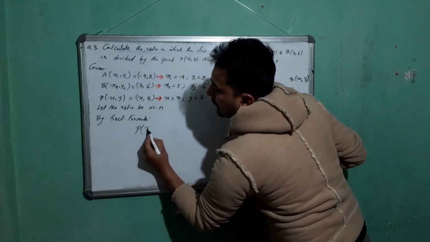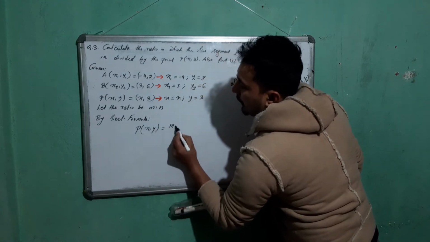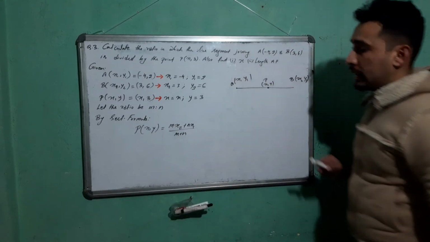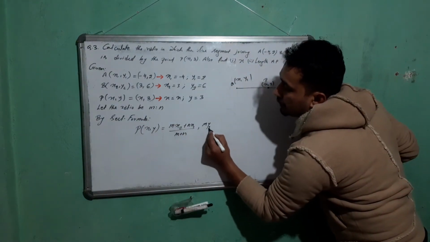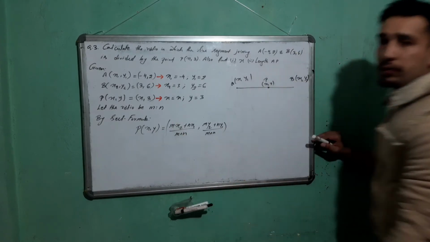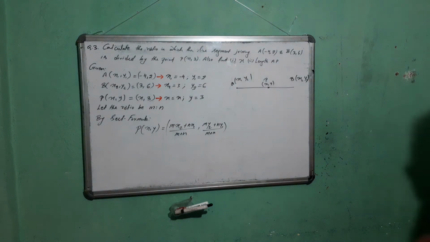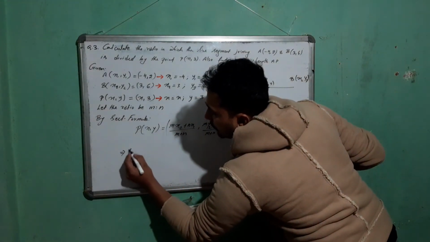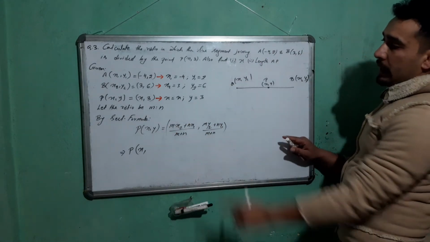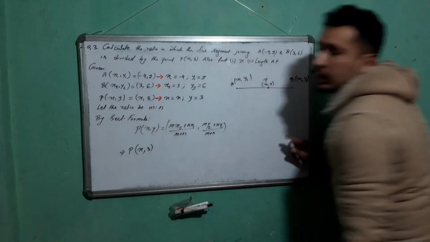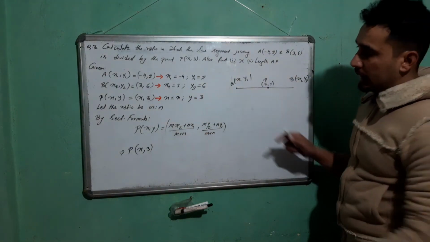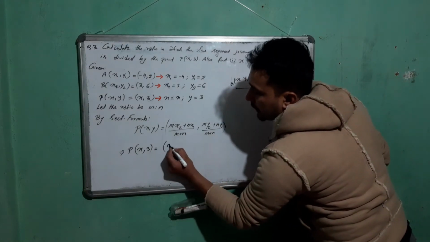We have P(x, y) = ((mx2 + nx1)/(m + n), (my2 + ny1)/(m + n)). This is the section formula that we know. So in place of x you have x only, and in place of y you have 3. Putting the values, x comma 3 equals, m is unknown, so keep m as it is.